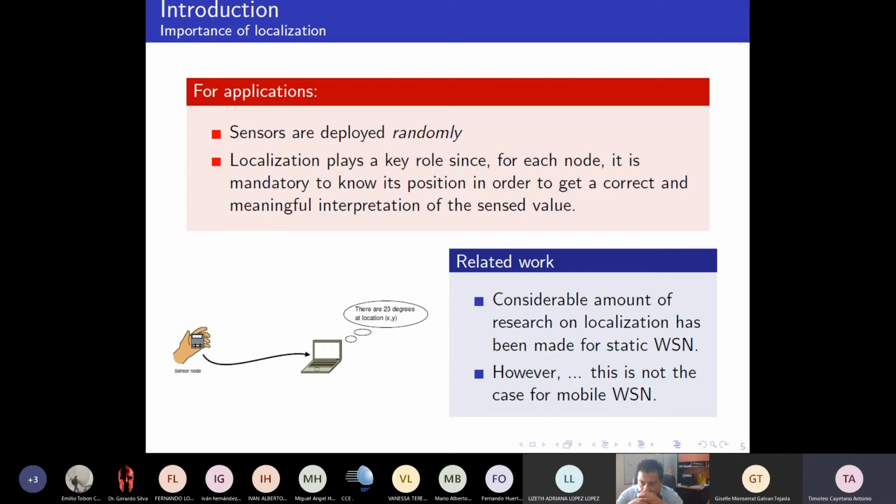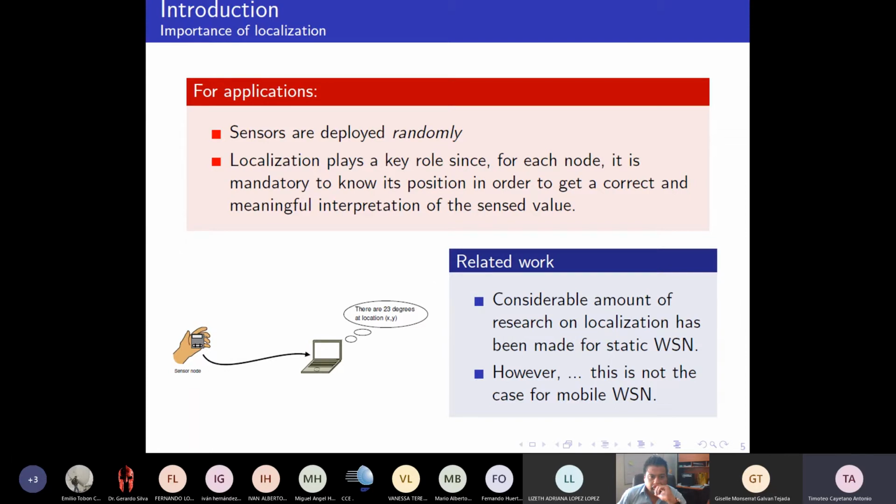In all of these applications, the localization of a node is really important. As sensors are deployed randomly, localization plays a key role, because the measurements don't make any sense if there is no knowledge about the localization of the sensor. In this slide, an example is given. Imagine that you need to sense the temperature in a field, and the sensor needs to send both the temperature and the coordinates where this temperature was measured.